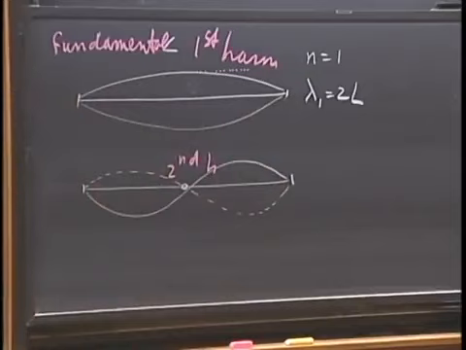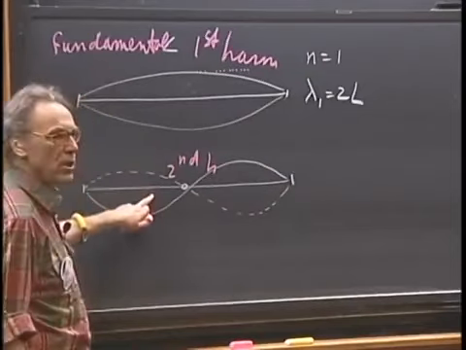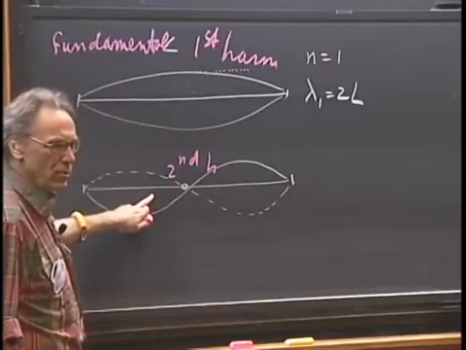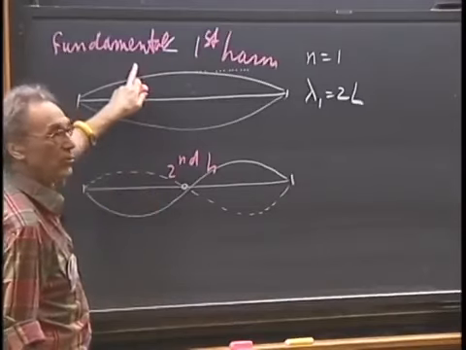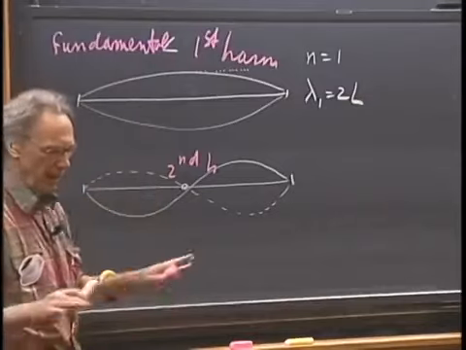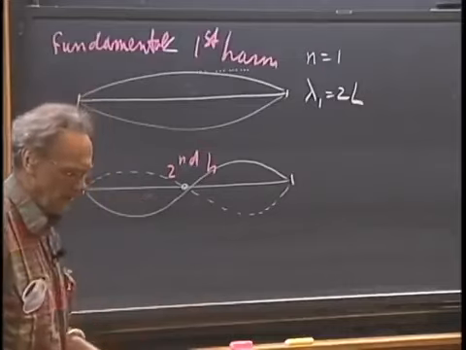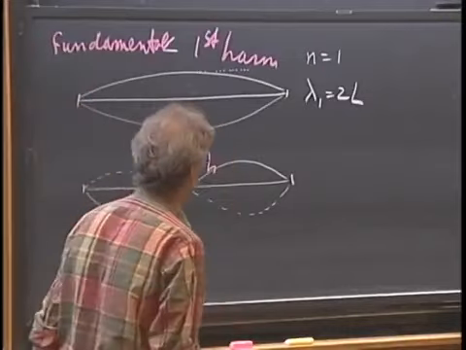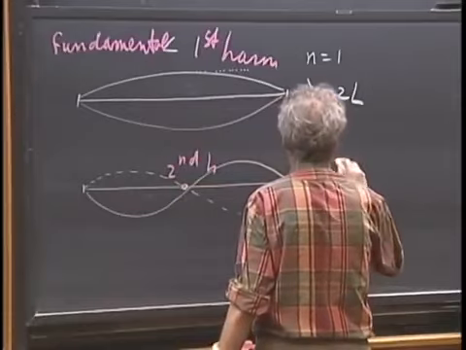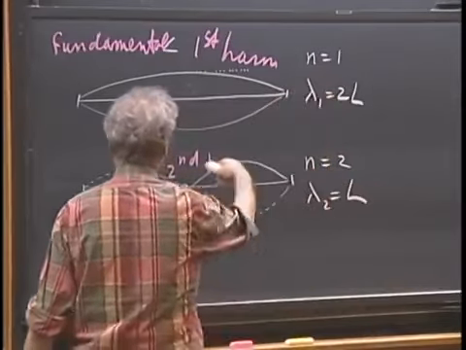It is unfortunate that there are books that call this the fundamental and this the first harmonic. That's enormously confusing, because now you have to start from 0, which is the fundamental, and then n equals 1 is the second harmonic. I will never do that. This is always for me the first harmonic. This is always the second harmonic. And so for n equals 2, you see immediately that lambda 2 is simply L.